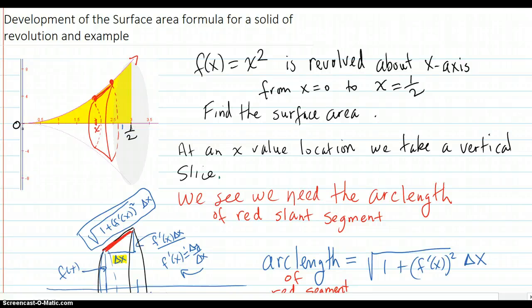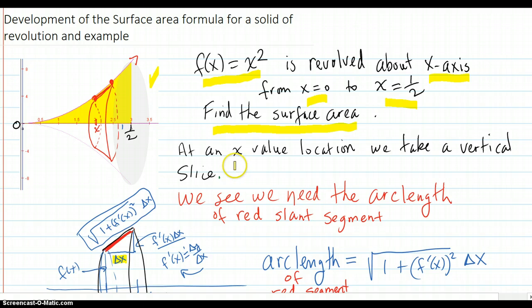Here's a development of the surface area formula for a solid of revolution and an example. So if we take f of x equals x squared and revolve it around the x-axis from x equals 0 to 1/2, then you get this figure over here to the left. And our goal is to find the surface area on the outside.